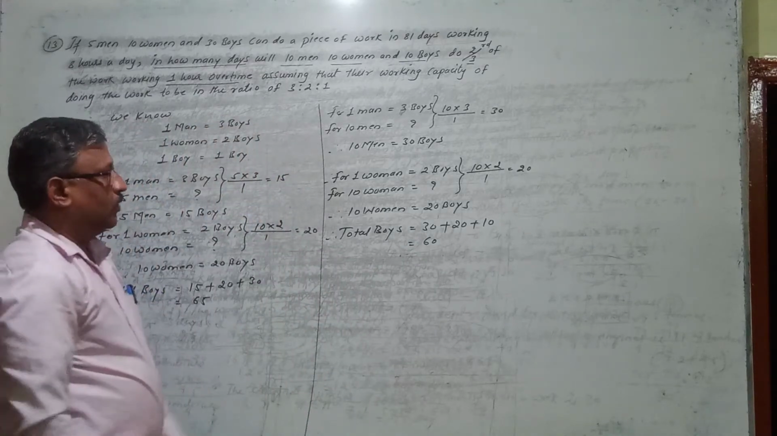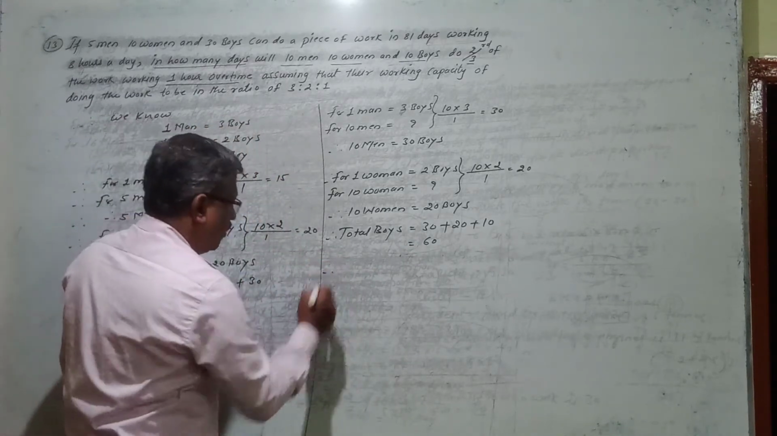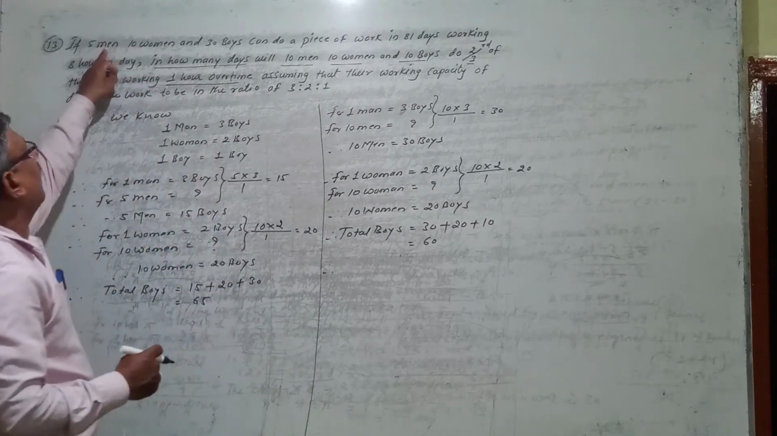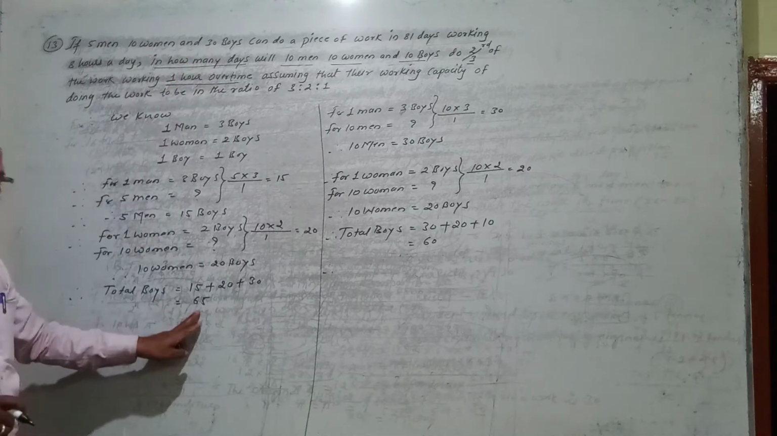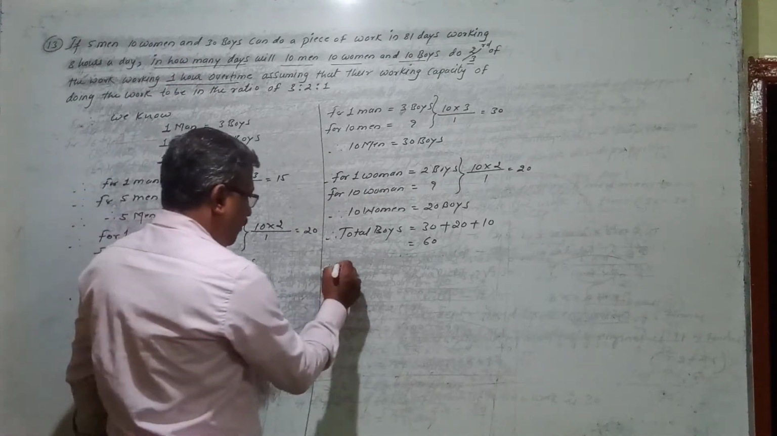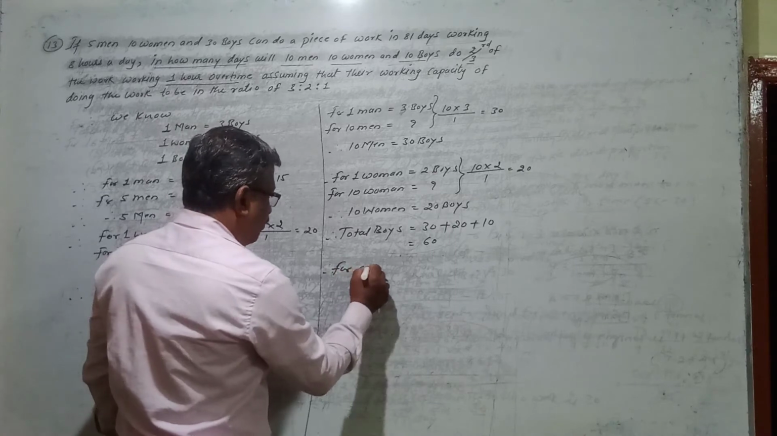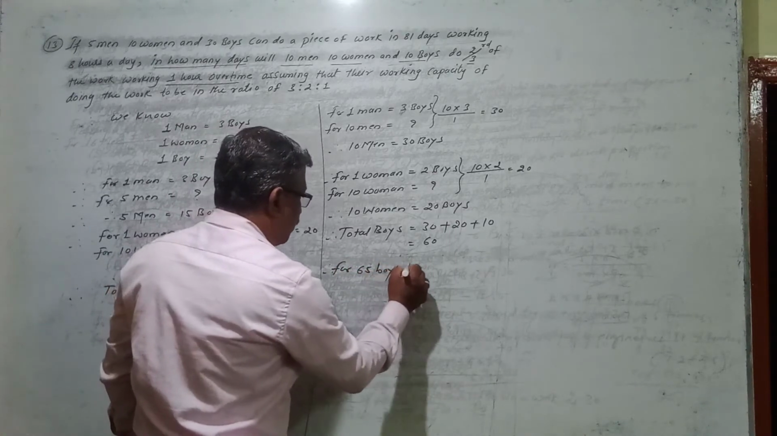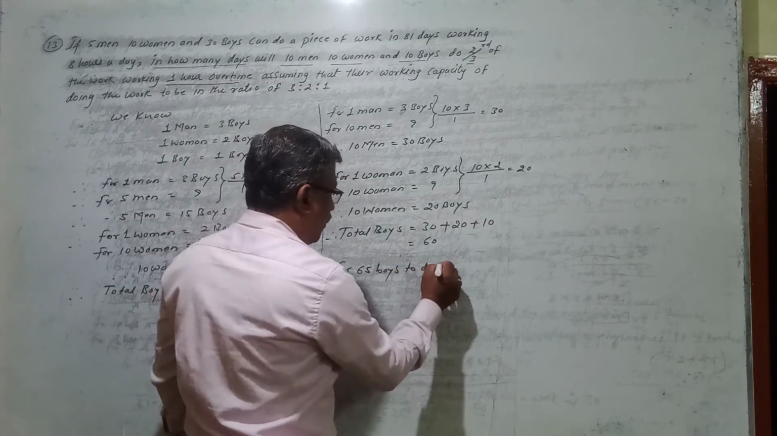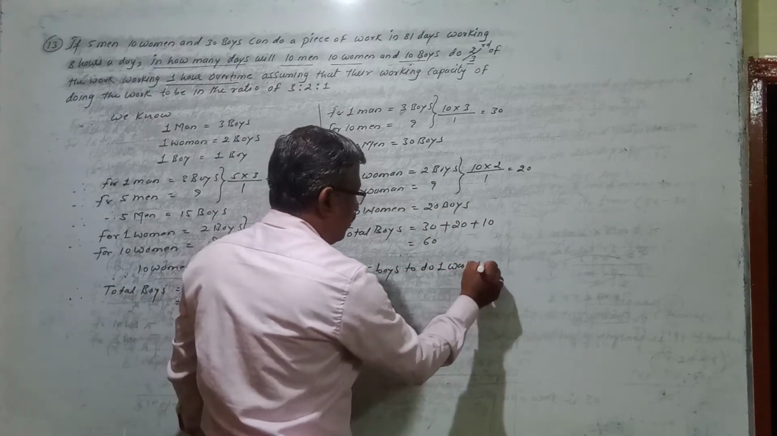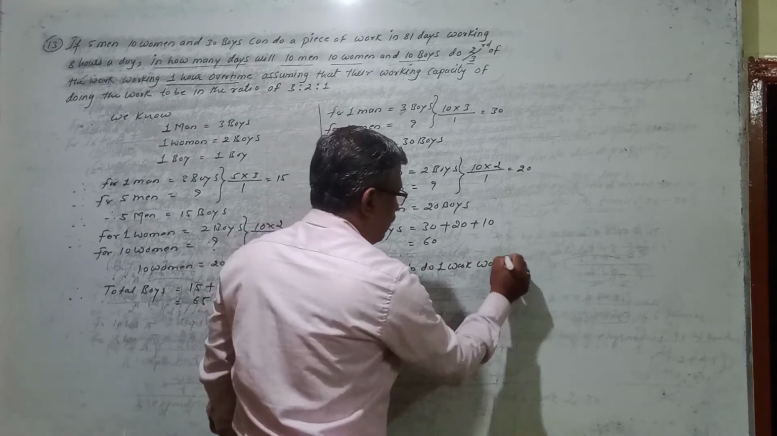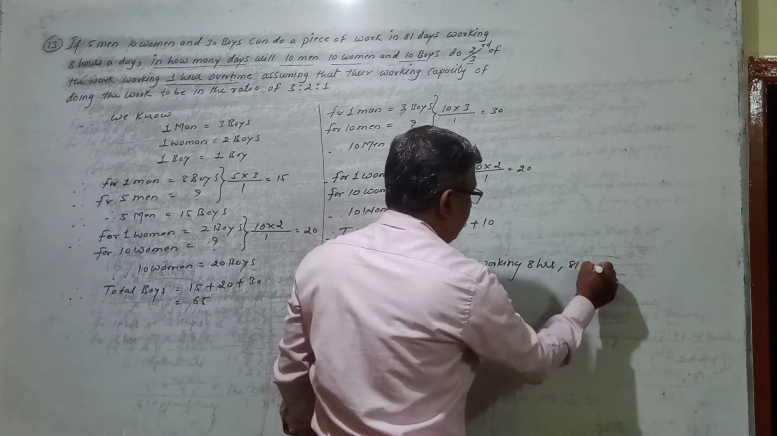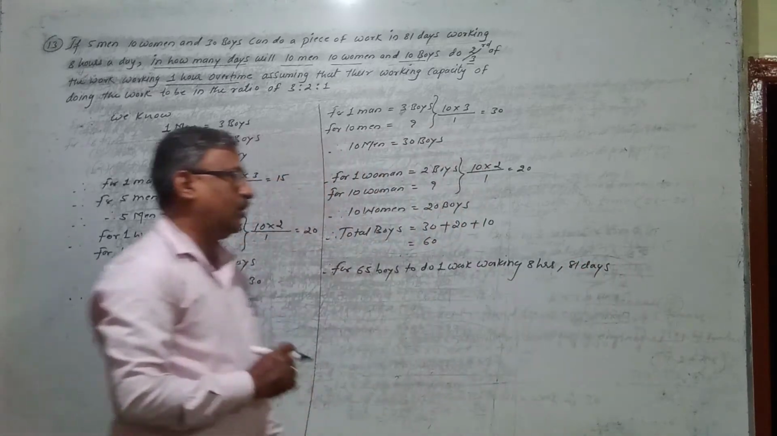And now we have to put the equation. Now we can put the equation here. So how do you put the equation? 5 men, 10 women and 30 boys means how many boys? 65 boys. So the equation will be: for 65 boys to do one work, working 8 hours, how many days are required? 81 days are required, right?